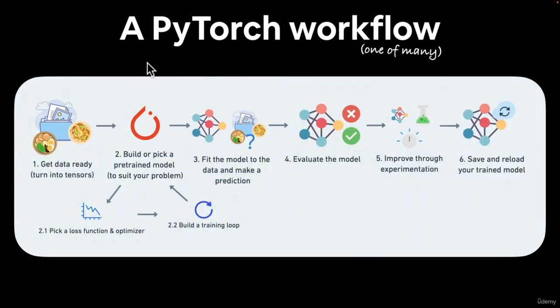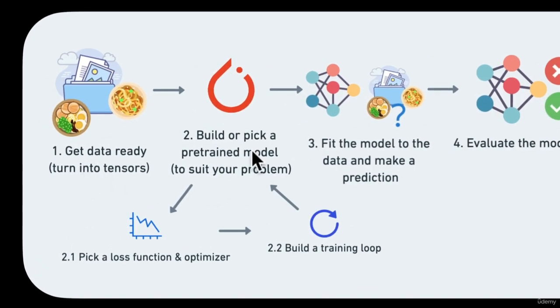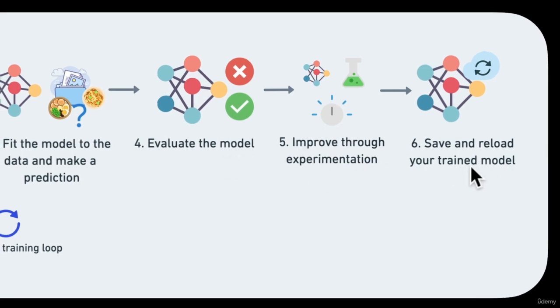This is where everything's coming together. This is milestone project 3. I told you we're going to tie everything together. So this is our PyTorch workflow, one of many. We've gone through this several times now. Getting data ready, building or picking a pre-trained model, building a training loop, picking a loss function and optimizer, fitting the model, evaluating, improving through experimentation, save and reload your trained model.